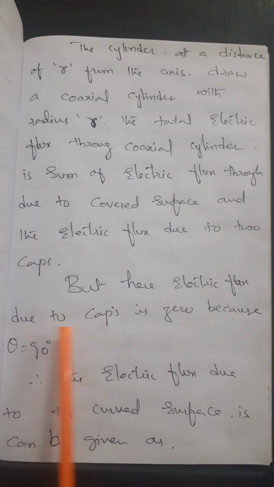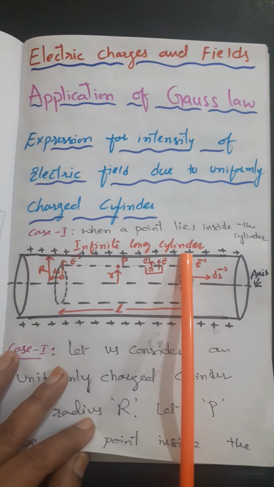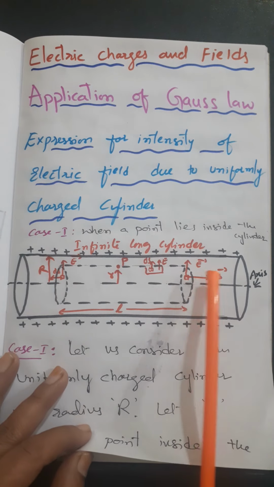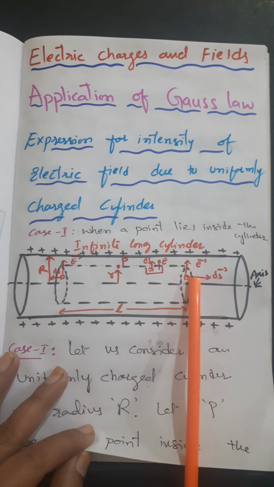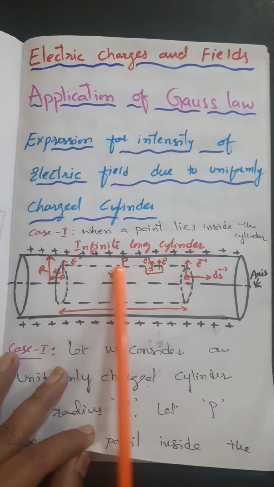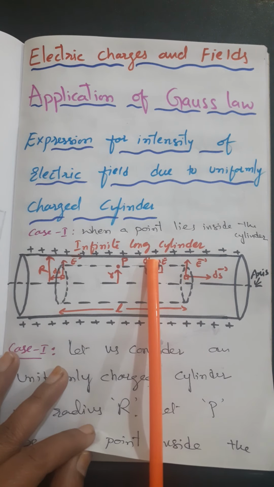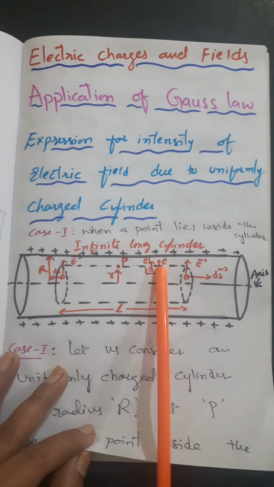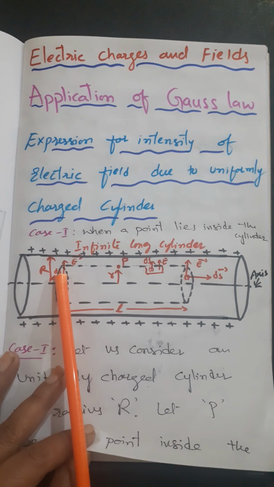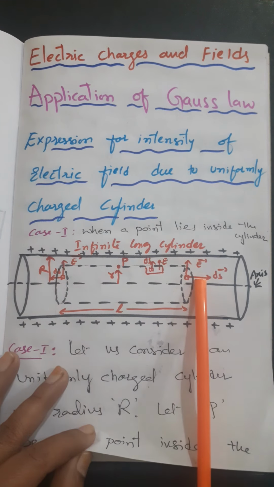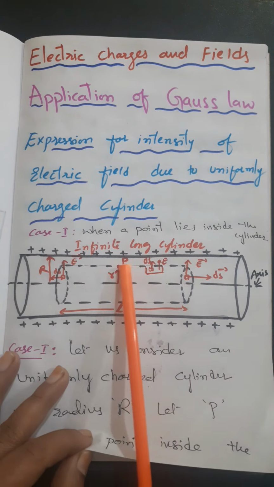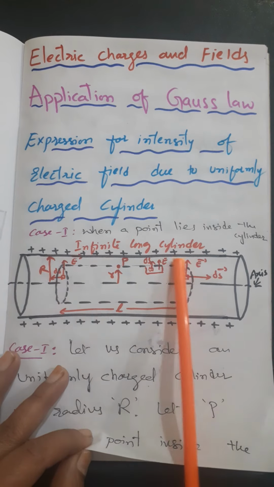But here the electric flux due to the caps is 0, because here cos theta is exactly 90 degrees. That is, the angle between the electric field and the surface area is 90 degrees. But along the curved surface, the surface area and the electric field are parallel, so cos theta will be 1. Here cos theta is 0, so we have to neglect the electric flux through the two caps. Then we take only the electric flux through the curved surface.